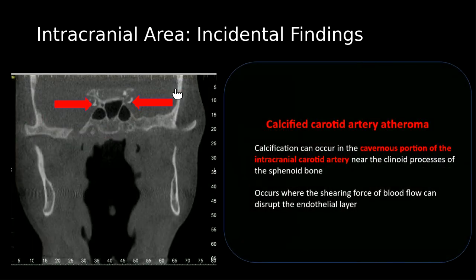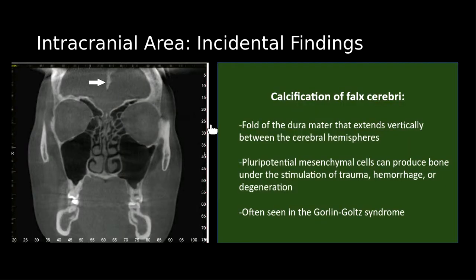And sometimes if a patient has intracranial calcification because of carotid atheromas, you can see the calcification in those areas, and that's where you can see calcification in the intracranial carotid artery as well. So these are all heart problems, cardiac issues you can see here. And this is actually the calcification of the falx cerebri.